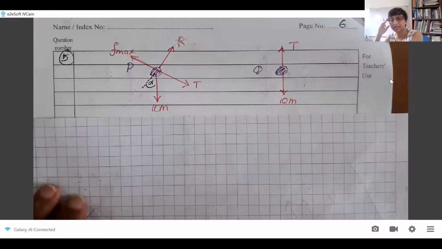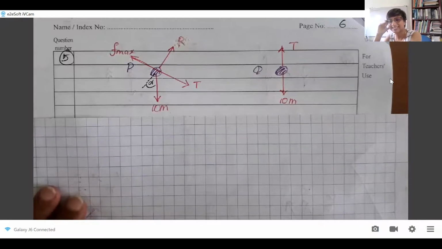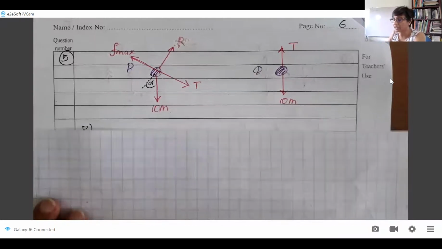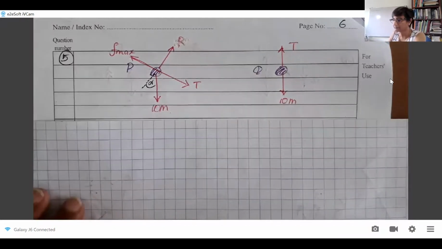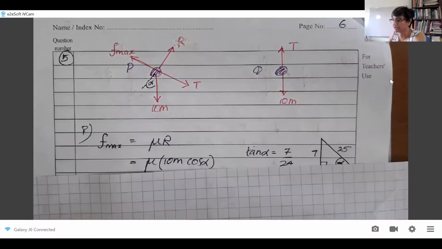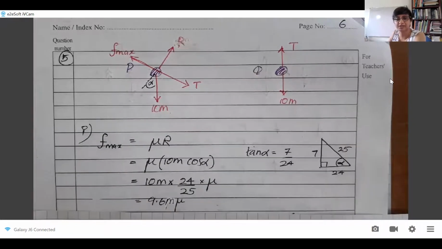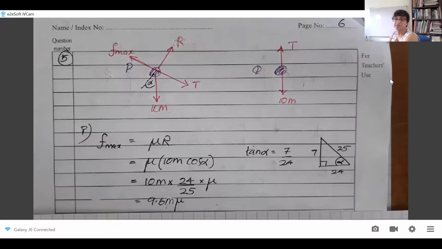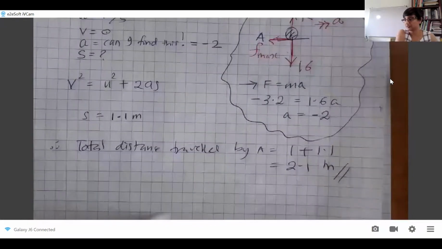Okay, so Malit keeps getting -3/4. It's just a sign error. Okay, so let me reveal step by step. I have found the F max first. Did you get 9.6? They say it's 4/3. No, let me do it. I have this. Let me just do it here.